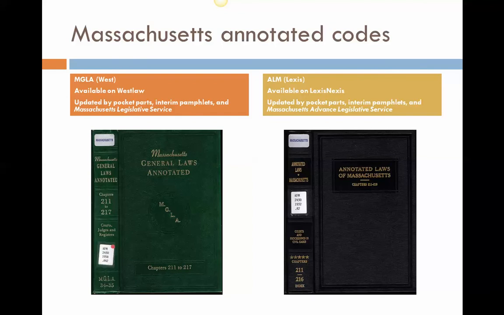Okay, but in terms of unofficial, you have the MGLA published by West. That's the one that's going to be available on Westlaw. Okay, and then the ALM, the Annotated Laws of Massachusetts, which is Lexis's publication, and that's what you'll get on Lexis.com or Lexis Advance.